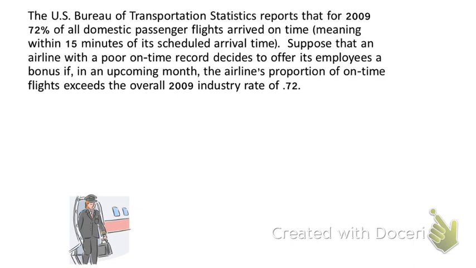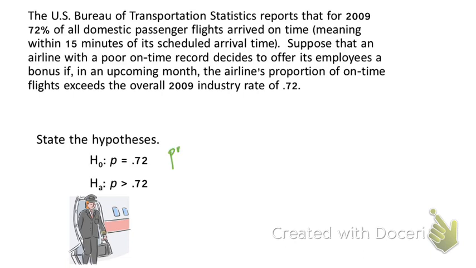The null is H0: p equals 0.72. Ha: p is greater than 0.72. Perfect. Where p represents the true population proportion of flights arriving on time. Good.